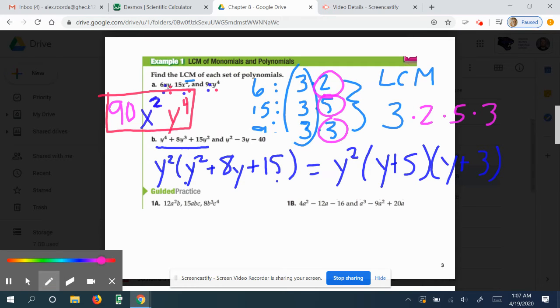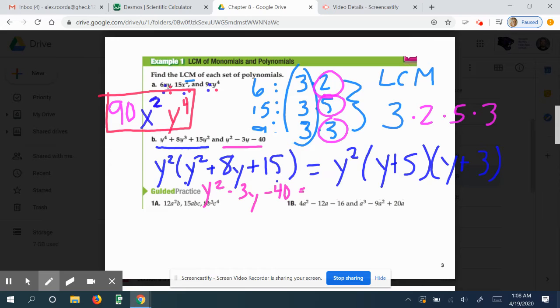Now the second one, okay, y squared minus 3y minus 40. I can't take anything out, and I notice that I have, let's see, I'll just write it right here, y squared minus 3y minus 40, right? And so what I can see is, my AC is negative 40, and my B is negative 3.